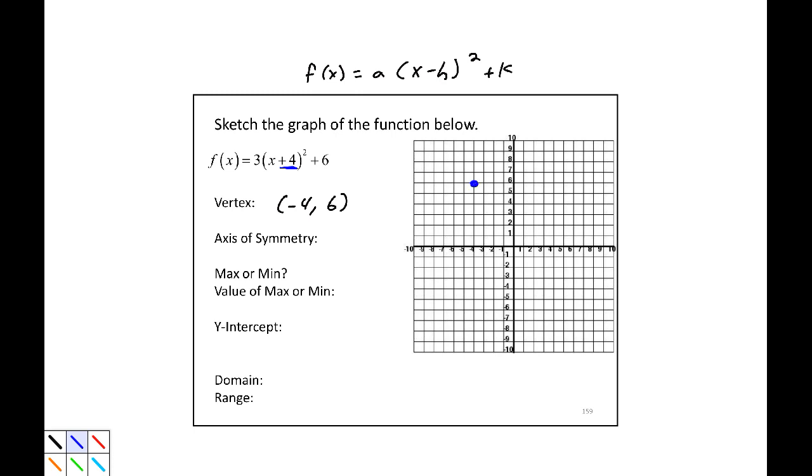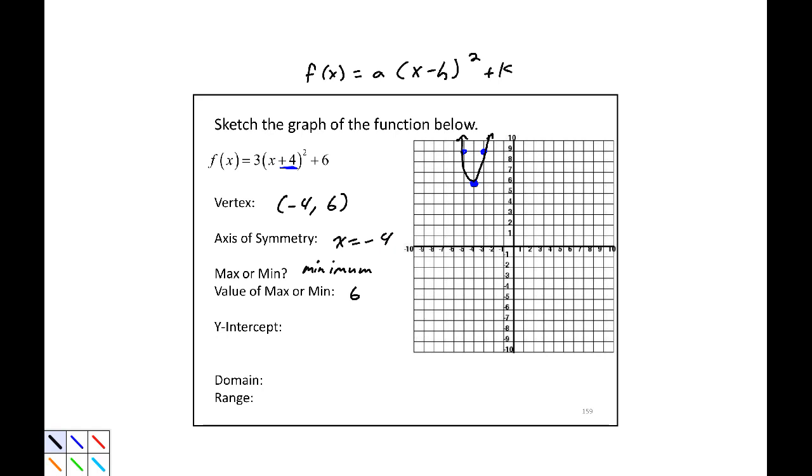With an a value of 3, there is a stretch, and because a is positive, it's stretched up. So 1, 2, 3. We have points at (-3, 9) and (-5, 9). Connect these with a smooth curve. The axis of symmetry occurs at that point, so x equals -4. It appears that we have a minimum value, and that minimum is 6 because that is the lowest point our function gets to.